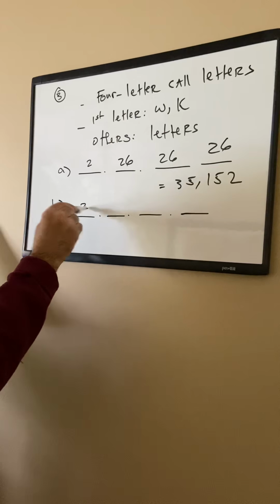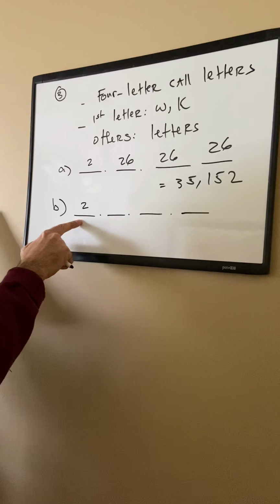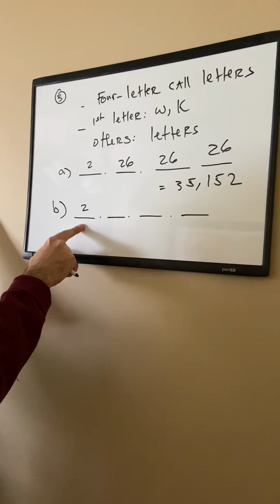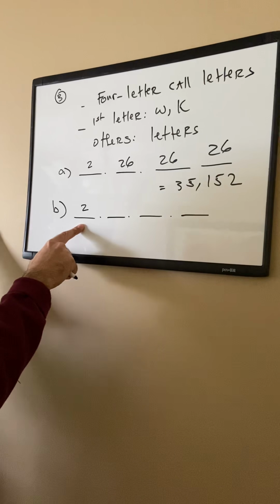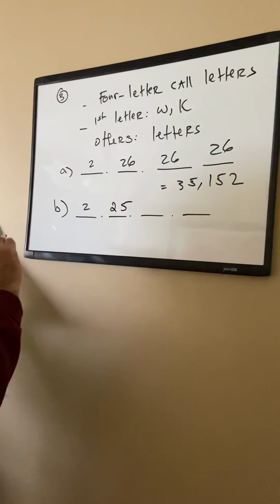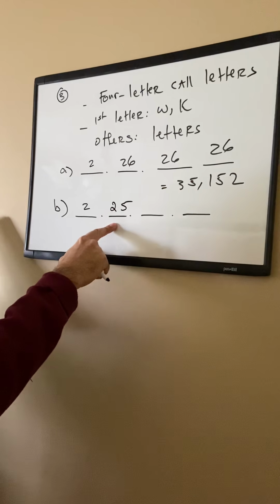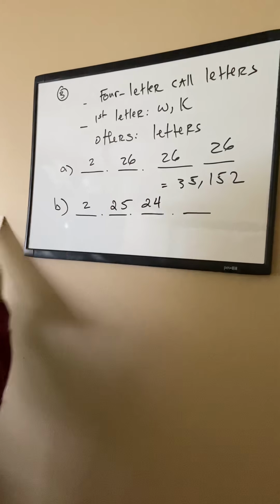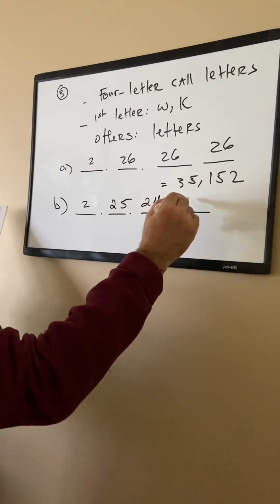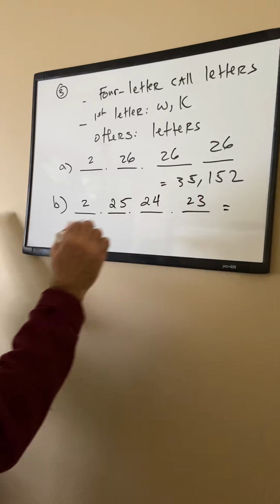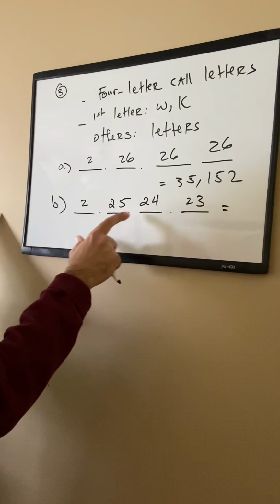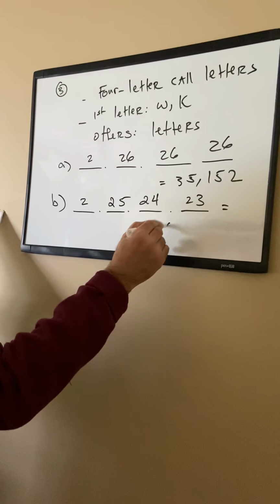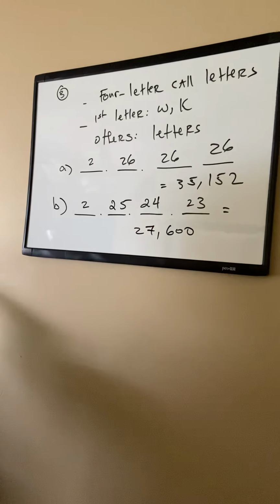Part B, repetition is not going to be allowed. So we have, again, 2 choices for the first slot. Could be a W or a K. Whatever letter we choose, since it cannot be repeated, that will leave us with 25 options. Whatever letter I've chosen for the second slot, it cannot be repeated, so that will leave me 24 options. And for the fourth slot, it's going to be 23. So we're going to multiply 2 times 25 times 24 times 23. We're going to end up with 27,600 possibilities.